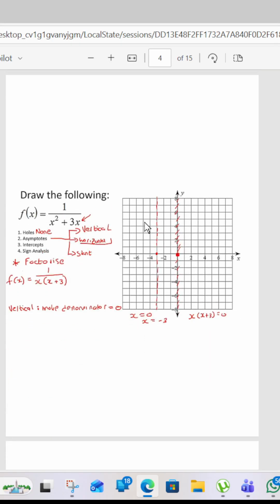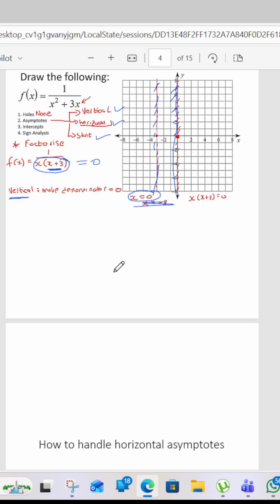Now let's see asymptotes. There are three types of asymptotes: vertical, horizontal, and slanting. Vertical means like this, horizontal is this, and slanting is this. To check vertical, we need to put the denominator equal to 0. If I put my denominator equal to 0, I will get x equals 0 and x equals negative 3. So x equals 0 is this red line, and x equals negative 3 is this line. That's how we got vertical asymptotes.